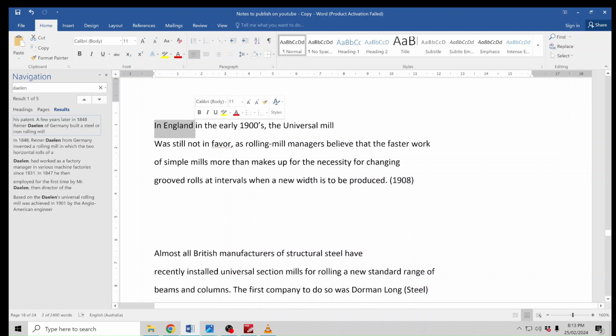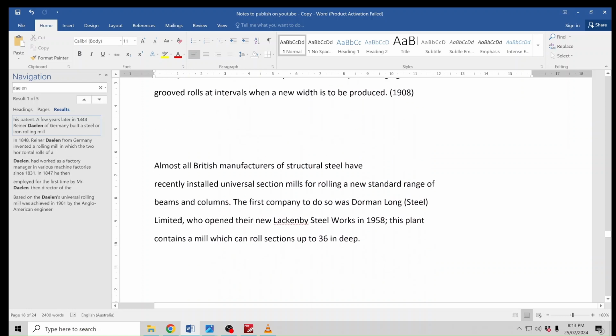So in England in the early 1900s, the universal mill was still not really in favour, as rolling mill engineers believed that faster work on simple mills more than made up for the necessity of changing the groove rolls at intervals when a new width is to be produced. So the British kept using these old standard beams for quite a long time.